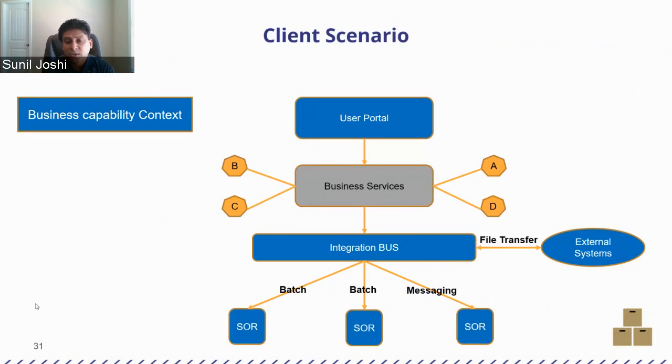Since the problem definition spoke to needing straight-through processing, it looks like they have a bunch of batchiness. There is some messaging type thing. Apparently, there is some type of external system, doing whatever the insurance use case happens to be in this case, and that's being accomplished through a file transfer. This is fairly typical, by the way. This is illustrative, but fairly typical. And the ABCD on the business services basically tells us that there are a wide number of business services available. Okay, so what do we do first?